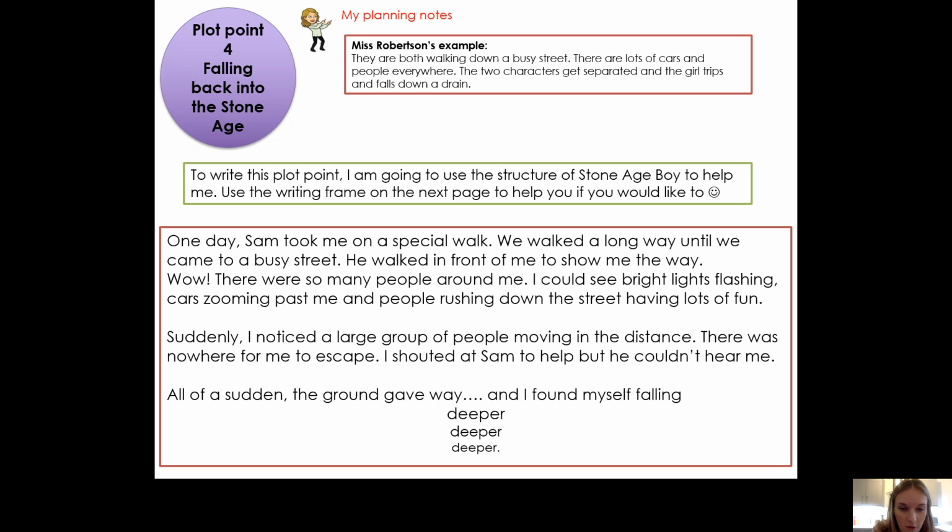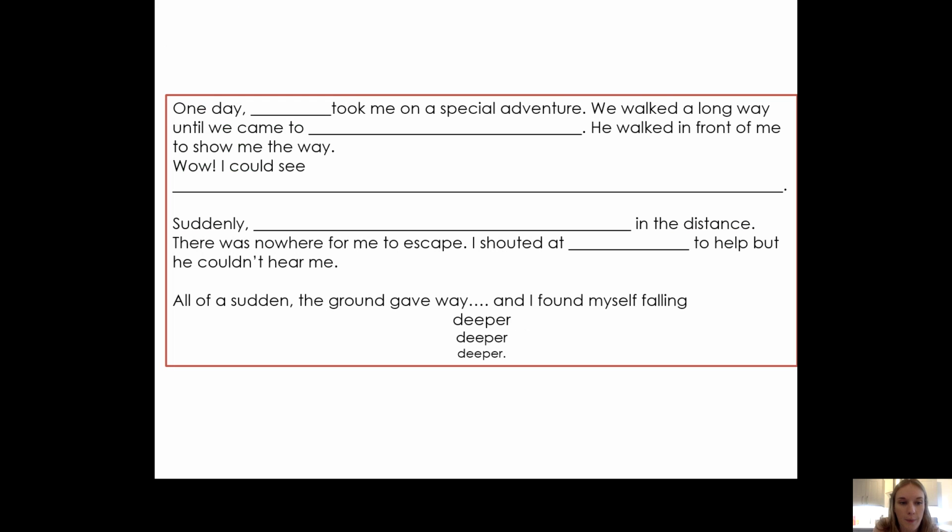All of a sudden, the ground gave way, and I found myself falling deeper, deeper, deeper. So on this page, this is a writing frame to help you. You can fill in the blanks and change different bits to match your story. So one day, and then the name of your character took you on a special adventure. Remember, my character's called Sam. You could also change special to a different word, a different adjective.